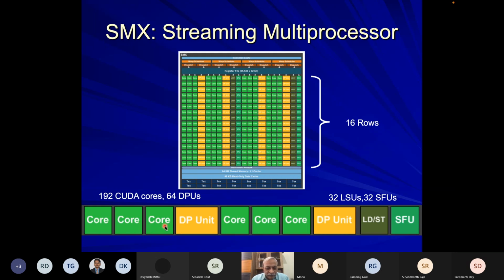DP is the double precision unit. These cores are single precision floating point units. There is a load store unit and some special function units. And there are multiple rows, 16 rows of what I've shown at the bottom. This is actually half of a row. So you can imagine the extent of parallelism which is supported here.